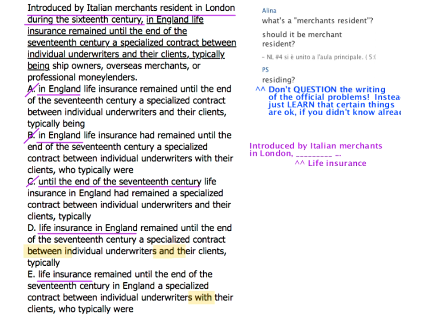Well, between people and other people, so that works. Between people with other people, it does not so much work. So that is grounds for elimination of E.